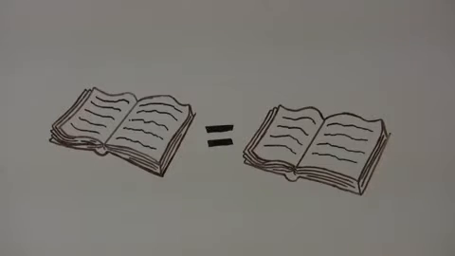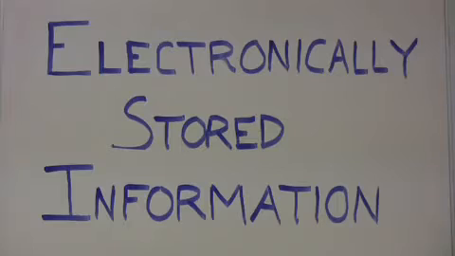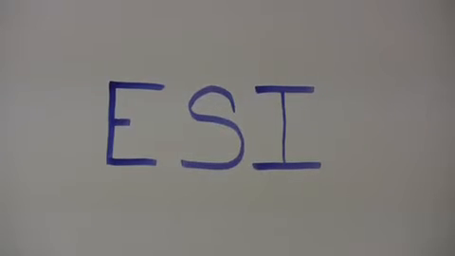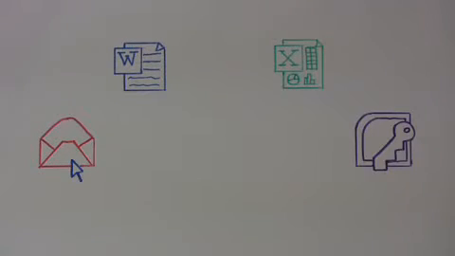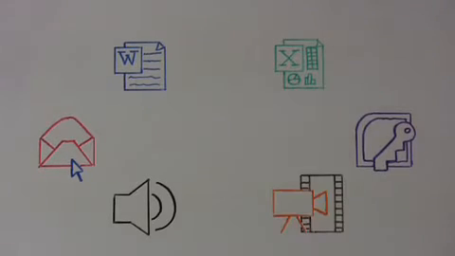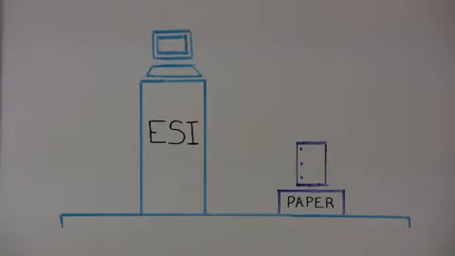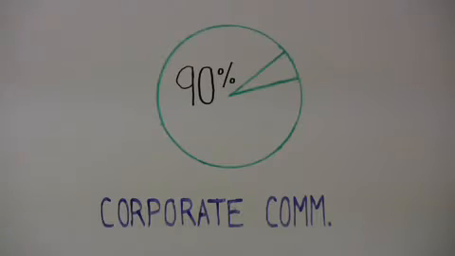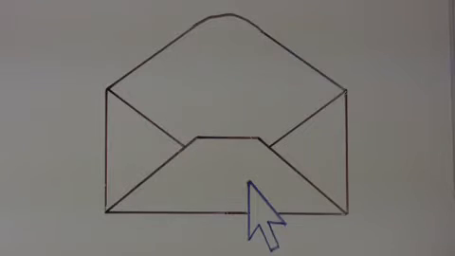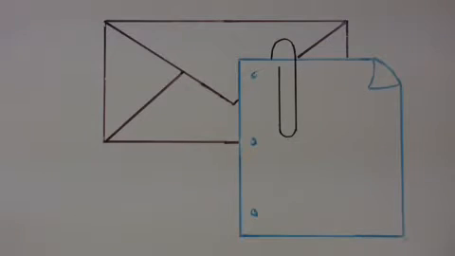For example, whereas paper is always just paper, electronically stored information, or ESI, can come in a myriad of different formats like word processing documents, spreadsheets, email messages, databases, sound recordings, videos, and many others. Just to give some perspective on the volume of information we're dealing with, consider this. At least 90% of corporate communication is done by email. Many email messages also have attachments.